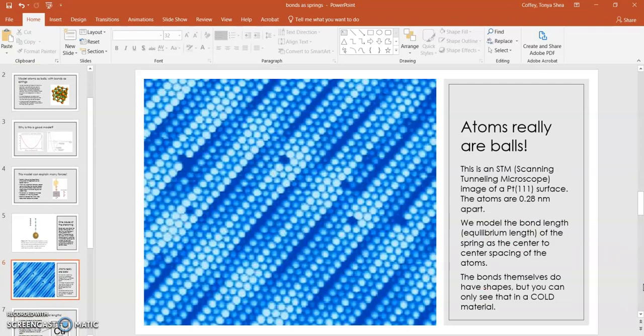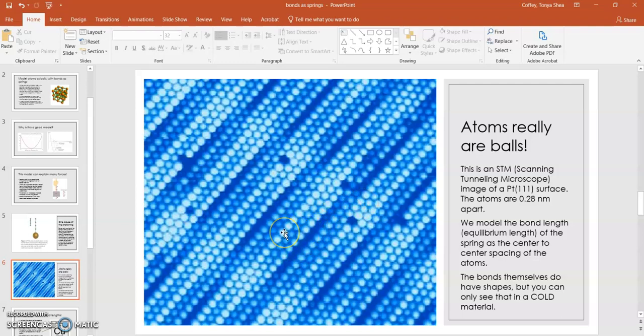Now, I'd like to say that atoms really are kind of little balls. This is a scanning tunneling microscope image of a platinum 111 surface. And the scale here is that these little atoms are about 0.28 nanometers apart. So this is an image captured by a microscope, which can visualize things at this length scale. And you can see here that your platinum atoms really do look like little spheres.